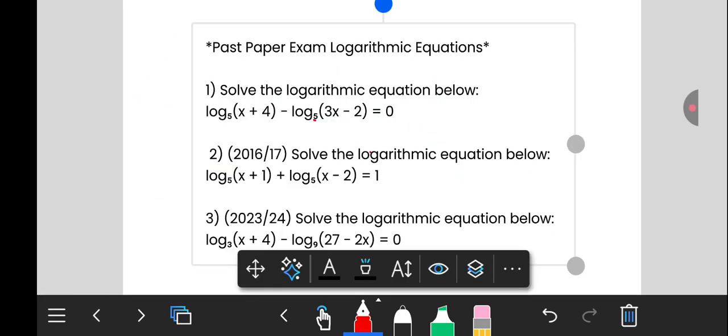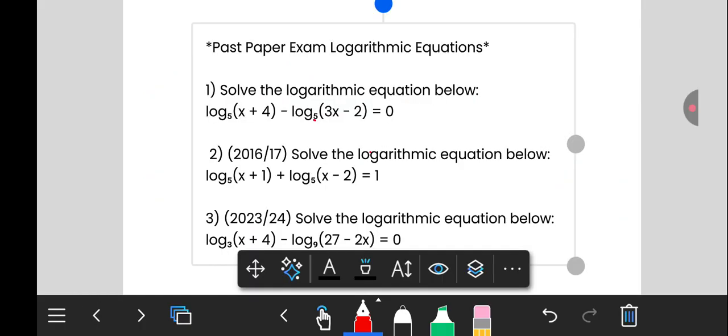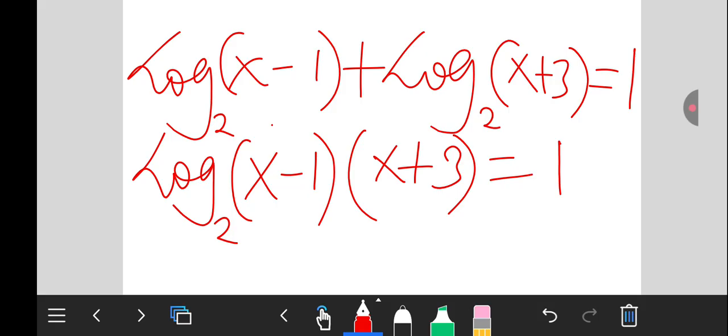Let me just look at the question again. I think the bases are 5. The second question, yes, the bases are 5. So they are in base 5.